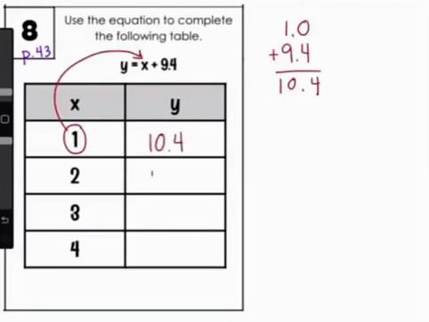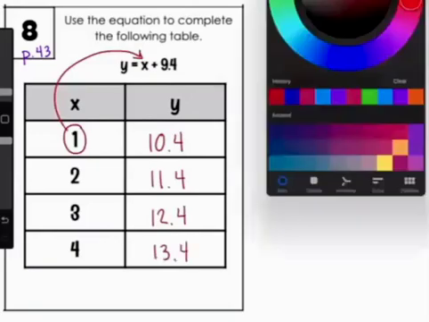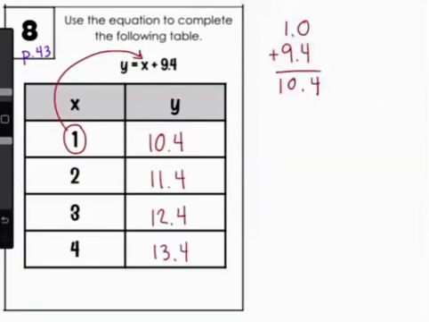2 plus 9 is 11, so that's going to be 11.4. 3 plus 9 is 12, so that's going to be 12.4. And 4 plus 9 is 13, so that's just going to give us 13.4. And again, all we're doing here is saying that all these x values have to be added to 9.4. So we're just doing 1 plus 9.4, 2 plus 9.4, 3 plus 9.4, and 4 plus 9.4.